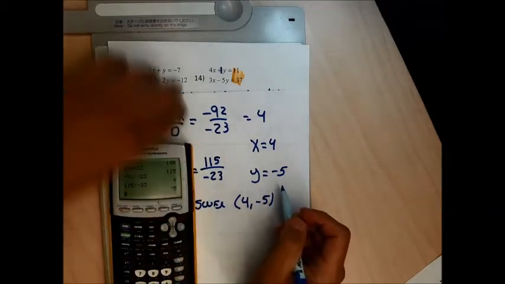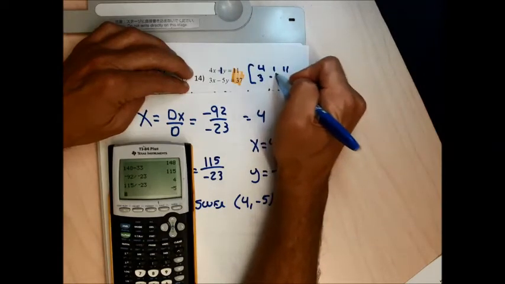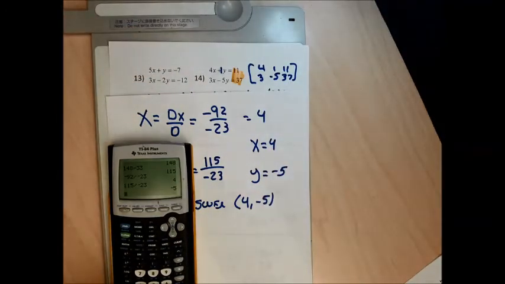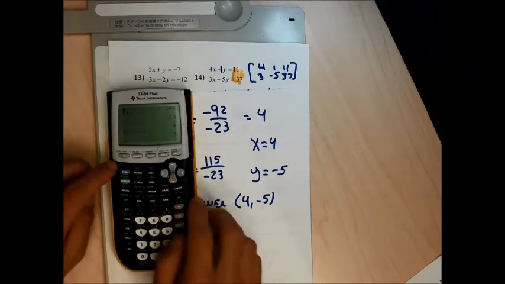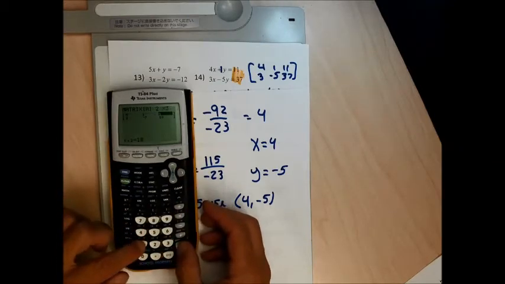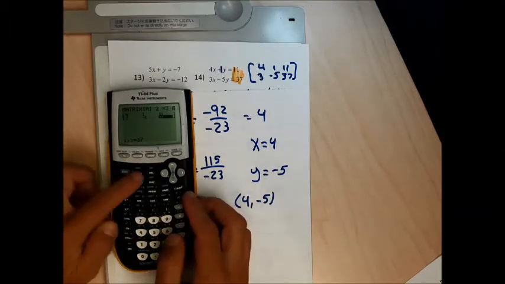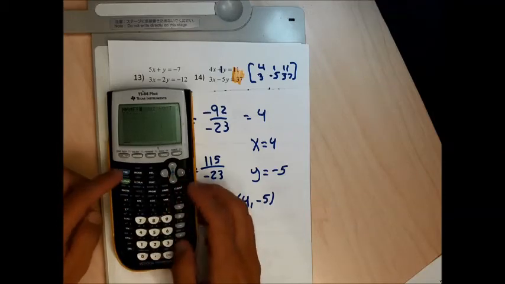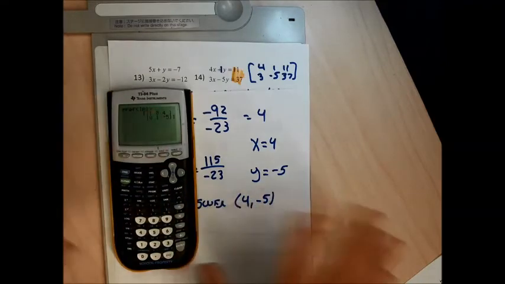I'm going to check by entering this 2 by 3 matrix and doing RREF. So the checking is optional, but it takes me 35 seconds to check, and it helps. It makes me become more comfortable. So for checking, second matrix, edit, 2 enter, 3 enter, 4, 1, 11, 3, negative 5, 37. Second, quit, second matrix math, RREF, second matrix, enter, enter, 4, negative 5, 4, negative 5, perfect.